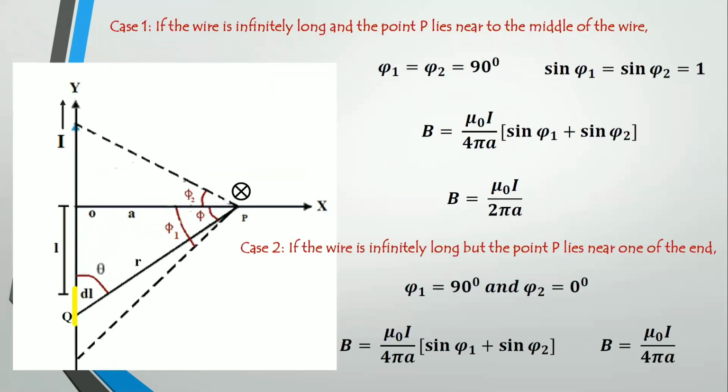Now we have some boundary conditions. If we have a wire of infinite length, the case 1, if the wire is infinitely long and the point P is near the middle of the wire. So if the wire is infinitely long, this phi 2 and phi 1 will be increasing, and they will nearly be 90 degree. And as we know, sin phi 1 and sin phi 2 for phi 1 and phi 2 90 degree, they will be 1.